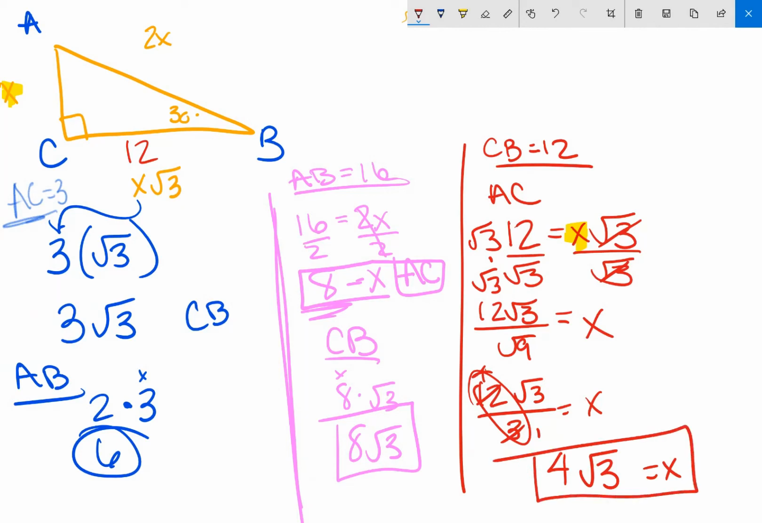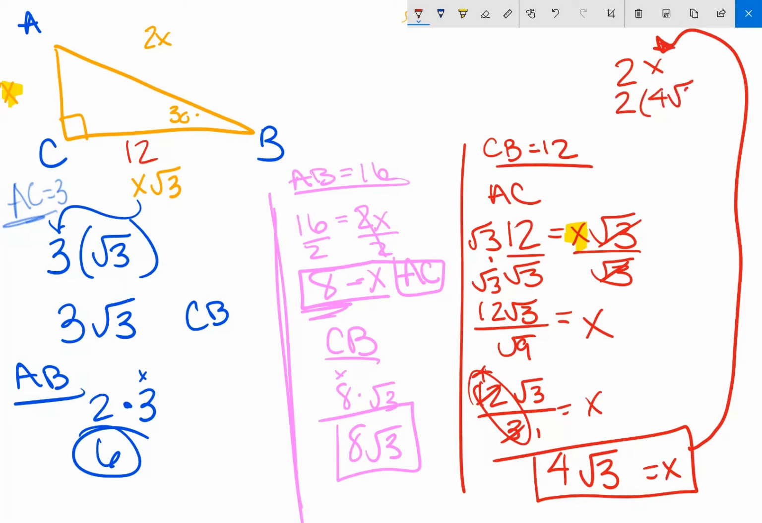Mind you, this is just to find the short side. So the nice thing is if you find your short side from the other side, then you're able to just use it in whatever way you need to find the third side. So in this case, in order to find my hypotenuse, it is 2 times my short side. Well, my short side is that 4 square root of 3. So 2 times 4 square root of 3. 2 times 4 is 8. So it's 8 square root of 3 in order to find AB.